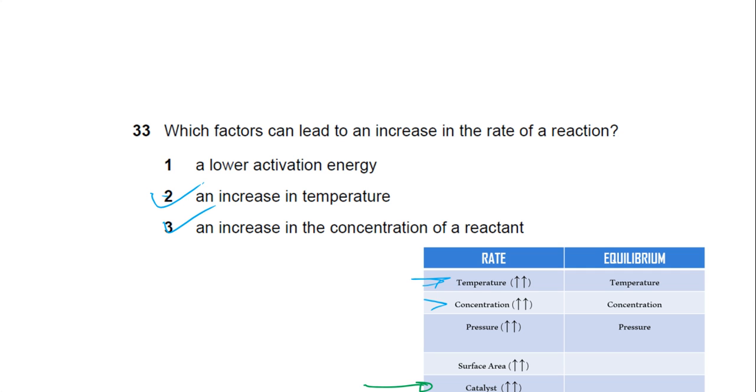Now ask yourself this. What does a catalyst do? A catalyst lowers the activation energy by providing an alternative path for the reaction. So in other words, what you do by adding a catalyst is basically lowering the activation energy. So yes, lowering the activation energy does lead to an increase in rate. So one has to be correct, and therefore the answer is A. All right, let's move on.